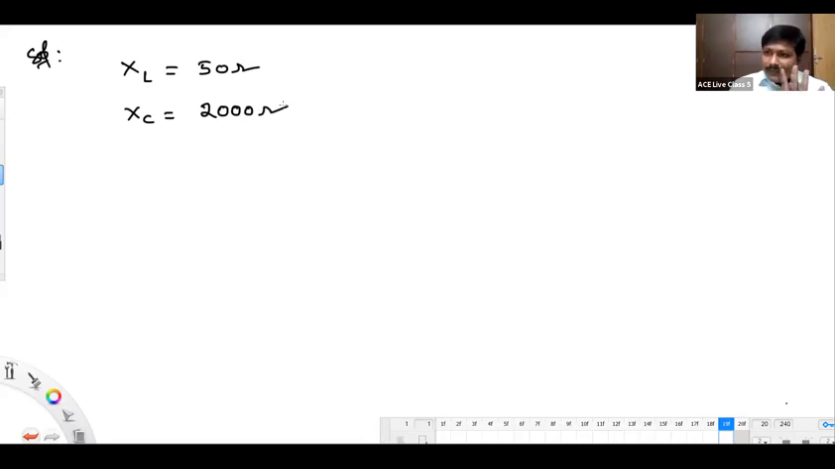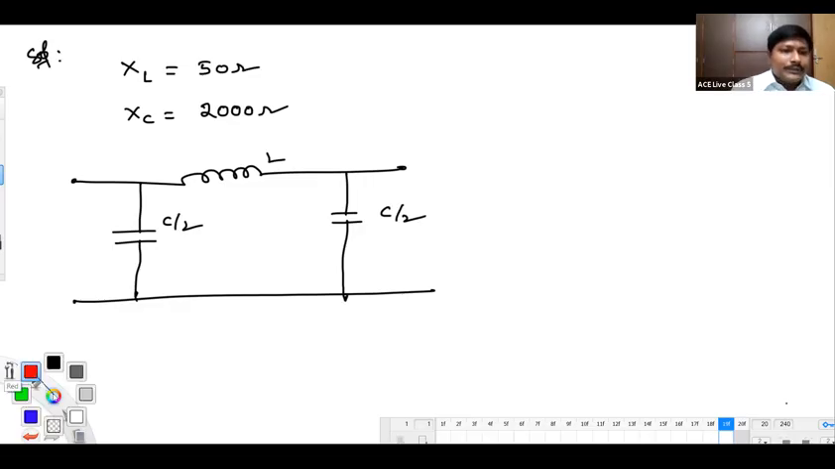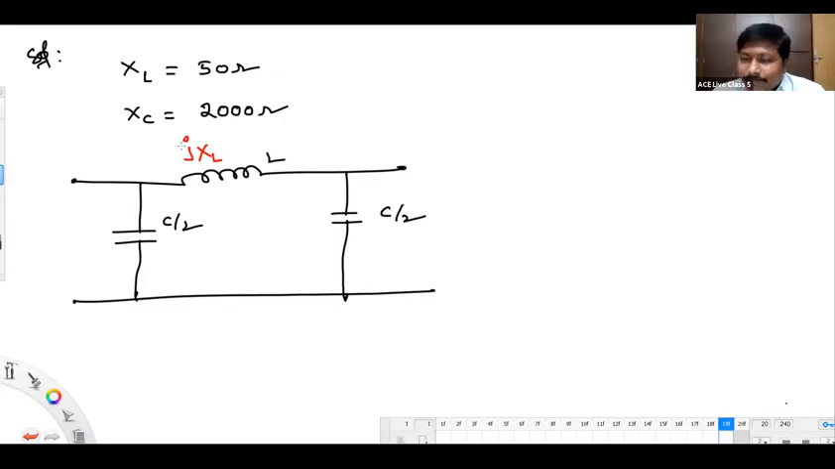Let's take a pi model first in a simple way. Half of the capacitance we keep at this place and the remaining half of the capacitance at the other place, with the inductance here. This is the series inductive reactance XL. The impedance means it is JXL.